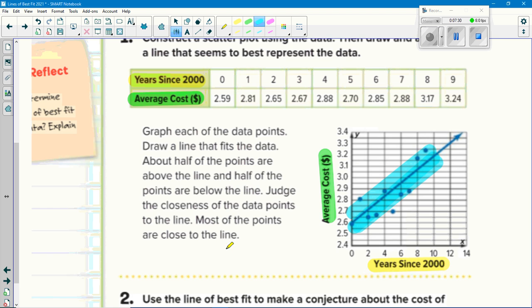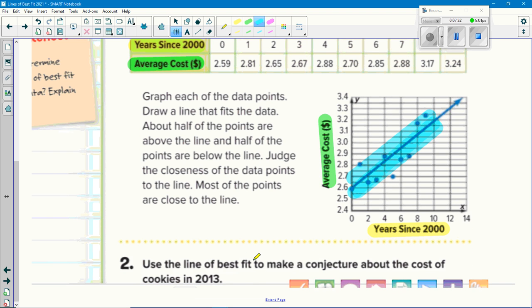Now, if you go down here, this next question says, use the line of best fit to make a conjecture about the cost of cookies in 2013. Well, if this pattern continues, it looks like the price of chocolate chip cookies is going up by the pound, right? Now, the question is, where's 2013? Well, 2013 would be 13 years after 2000. So 2, 4, 6, 8, 10, 12, 14. So 2013 is right in between these two.